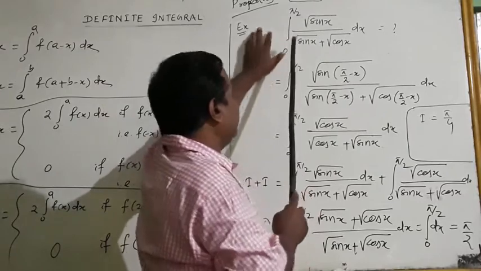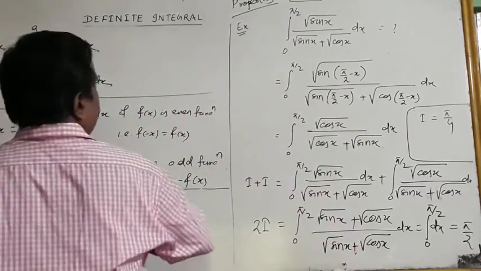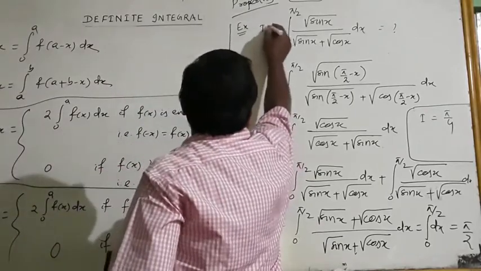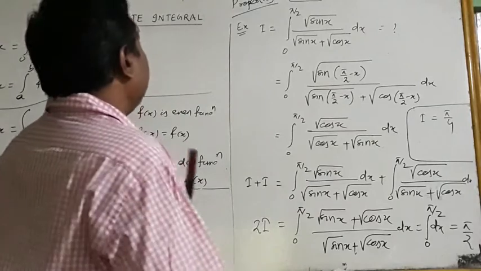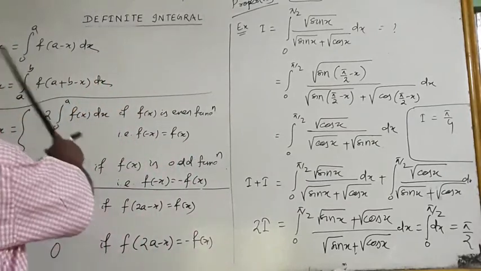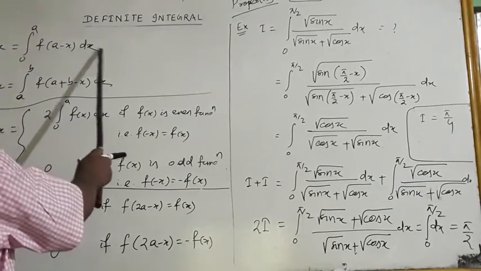Suppose I am taking it as I. Suppose I is equal to this question. Now apply the formula: integral 0 to a of f(x) dx equals integral 0 to a of f(a minus x) dx.